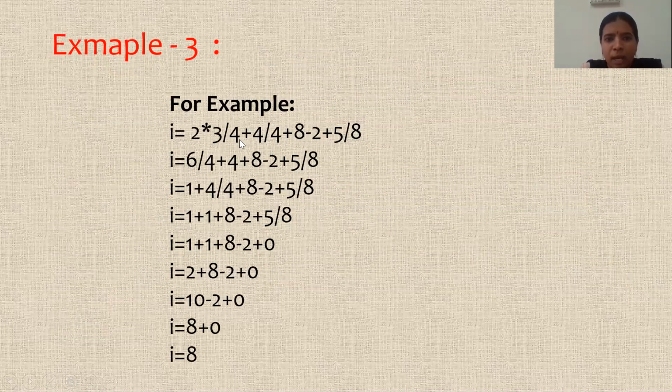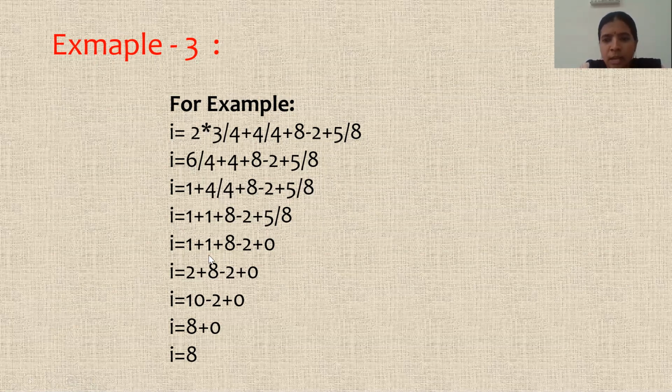That is 2 * 3 / 4 + 4 / 4 + 8 - 2 + 5 / 8. So what do you take up? What comes first is multiplication and division. So multiplication comes first, 2 * 3. 2 * 3 is 6, then 6 / 4. 6 / 4 is 1 because division returns the quotient. So it is 1 + 4 / 4. 4 / 4 evaluates next. It is 1. 1 + 1 + 8 - 2 + 5 / 8. 5 / 8 returns 0 because the quotient is 0.